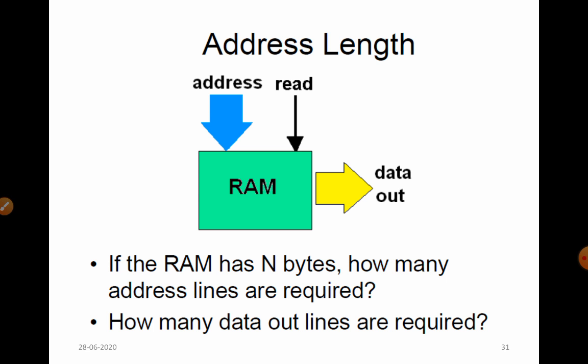For 100 places, how many do we need? We need log 100 to the base 2, which is 6 point something. We cannot have 6 point something bits, so we go to 7. 2 raised to 7 is 128, which is greater than 100.